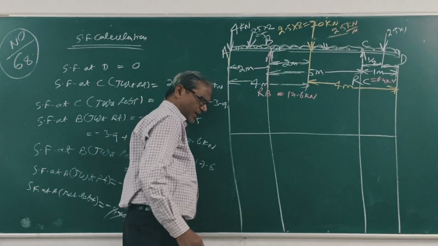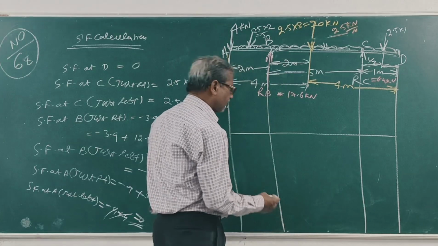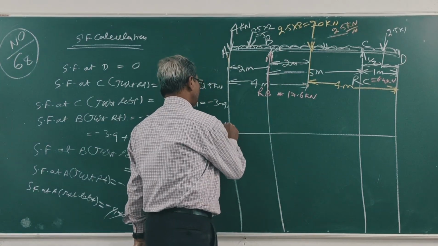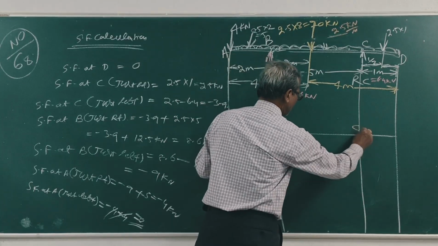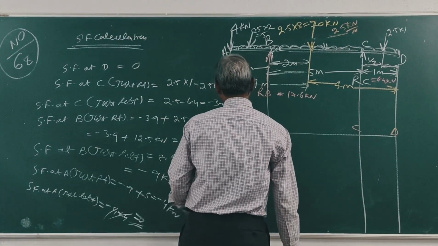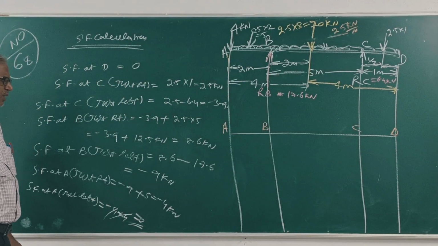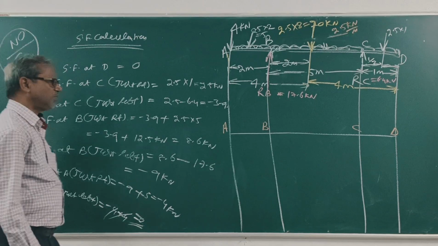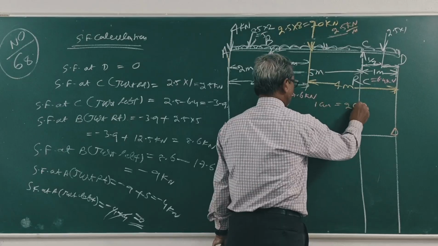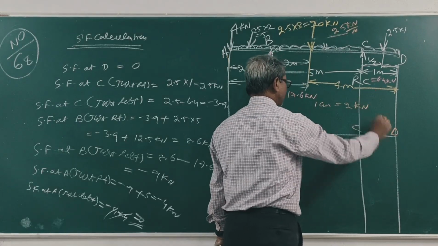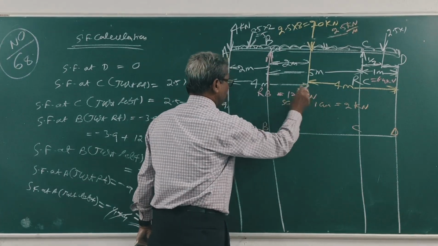A is B, C, B. Now take scale 1 cm is equal to 2 kilonewton. Clear? Take scale 1 cm is equal to 2 kilonewton.